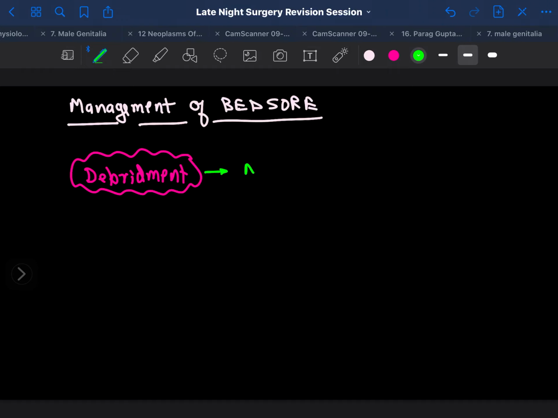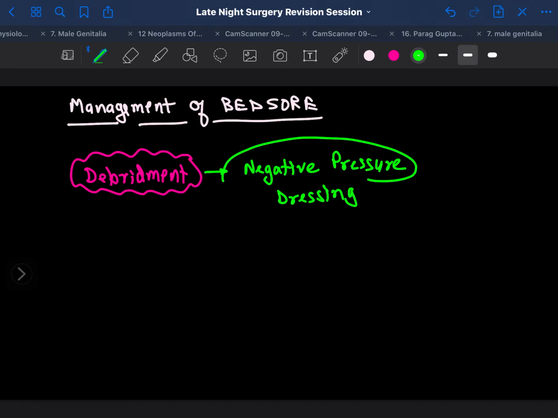Then what you basically do is apply something called a negative pressure dressing, or a suction pressure dressing. So there's a debridement, followed by a negative pressure dressing. This is called a vacuum assisted closure or vacuum assisted dressing, that is a VAC dressing.